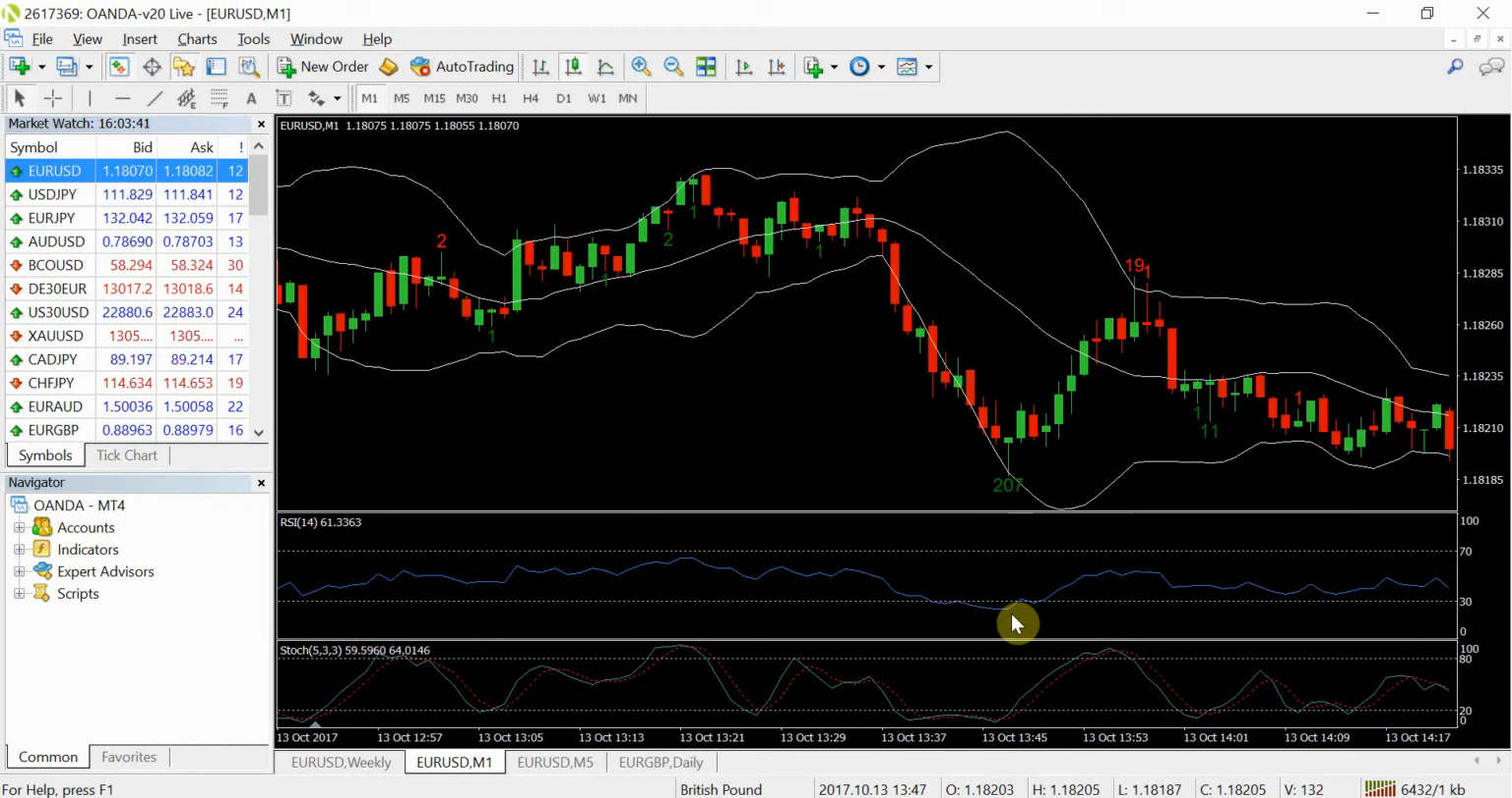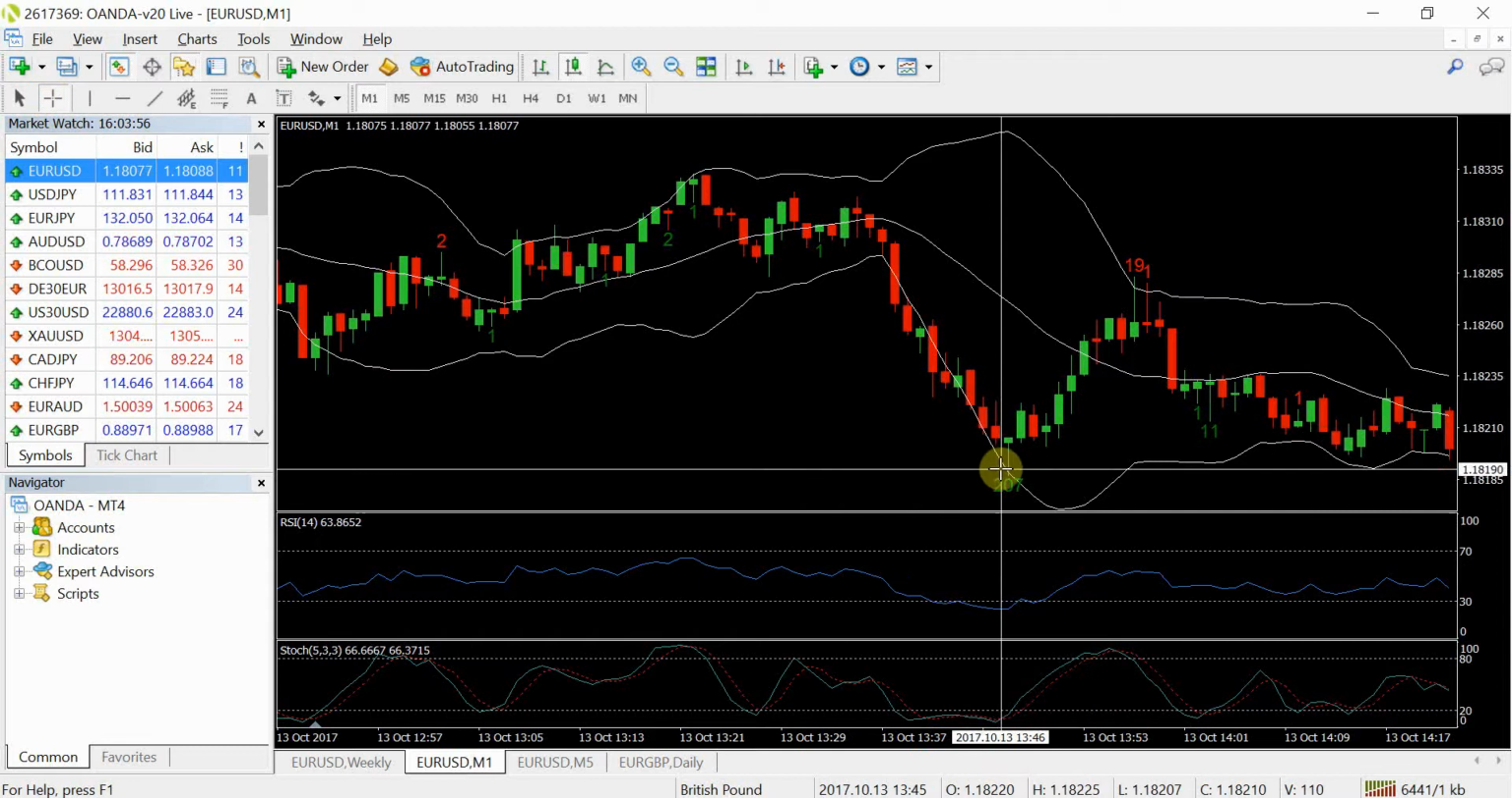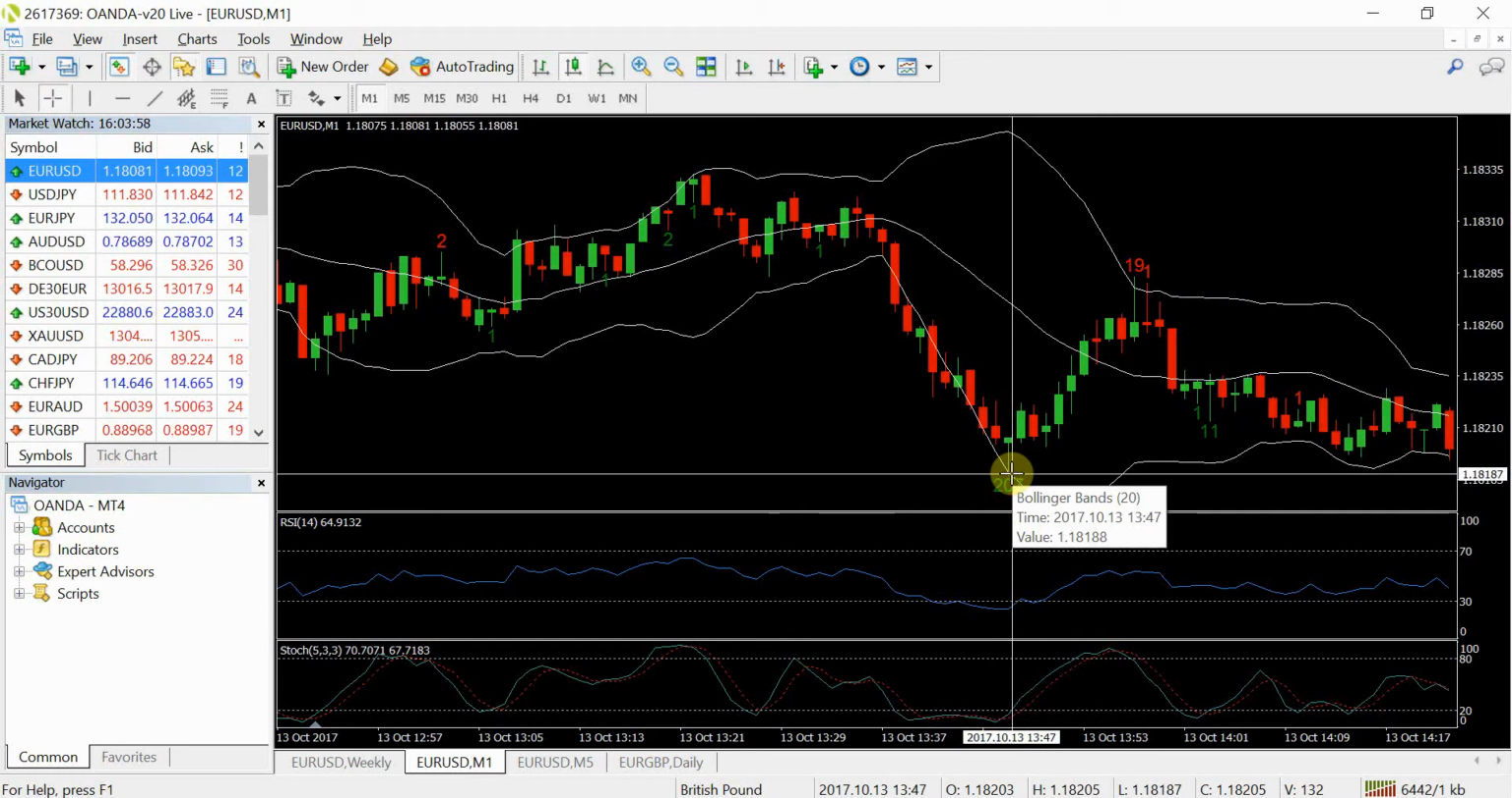Therefore, again, showing a reason for a potential reversal. I've also put the stochastics indicator on here. Again, it's below 20. 80 and 20 are normally the bands for stochastics at the standard settings. And again, even here, it's at an extreme level. And I think it's just crossed over as well.